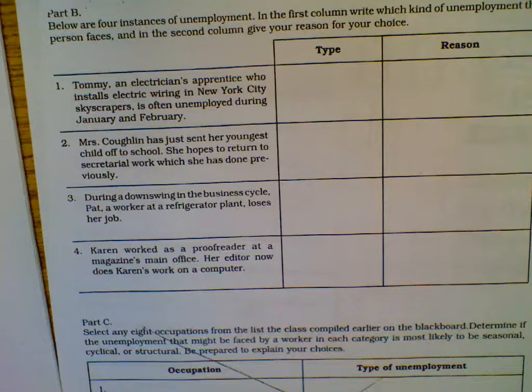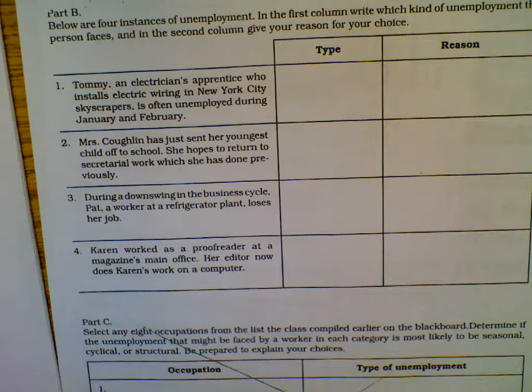Next handout. For instances of unemployment, in the first column, write which kind of unemployment the person faces, and then second, give your reason for your choice. I'm going to give you the type, and then you can go back and fill in the reason. But Tommy, an electrician's apprentice who installs electric wiring in New York City skyscraper, is often unemployed during January and February, and so that is hopefully, obviously, seasonal.